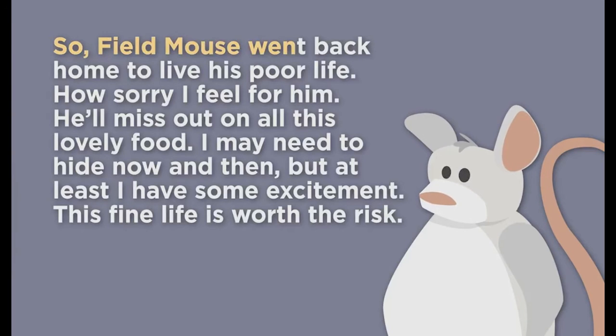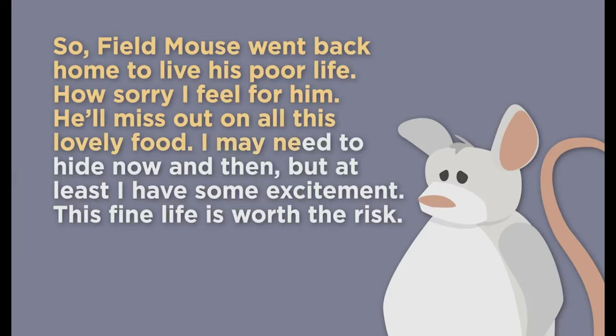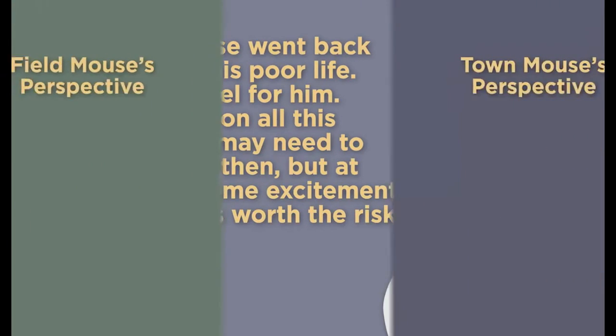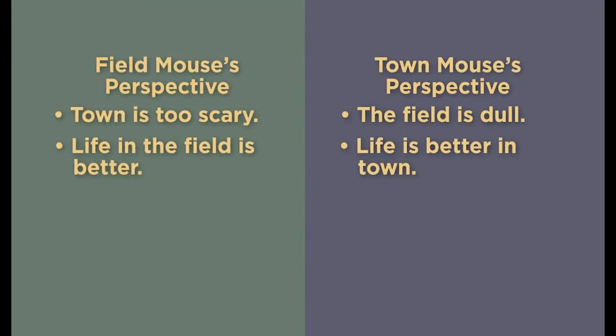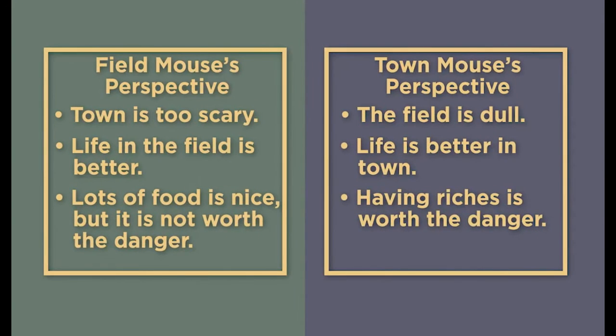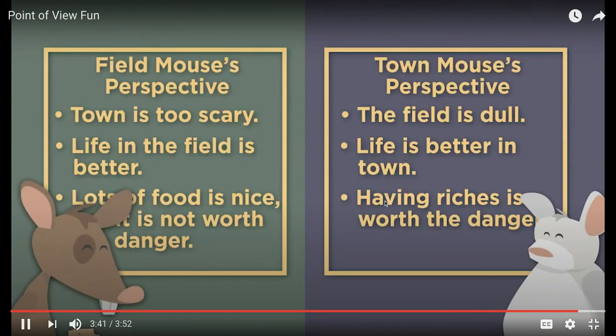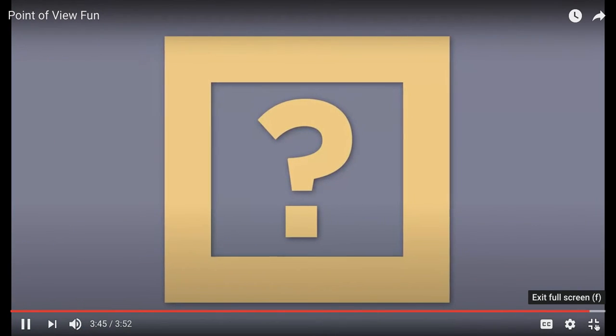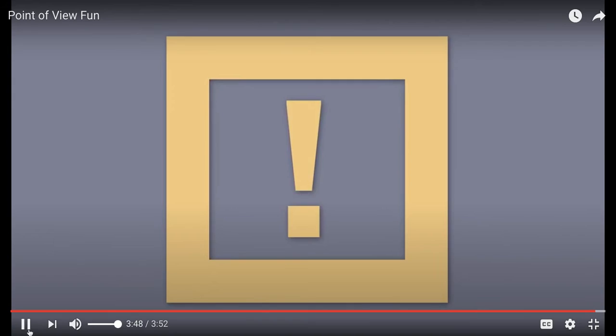So Field Mouse went back home to live his poor life. How sorry I feel for him. He'll miss out on all this lovely food. I may need to hide now and then, but at least I have some excitement. This fine life is worth the risk. A story's mood and the events that take place in a story have a lot to do with the point of view of the character telling the story. How might one of your favorite stories change if told by a different character?